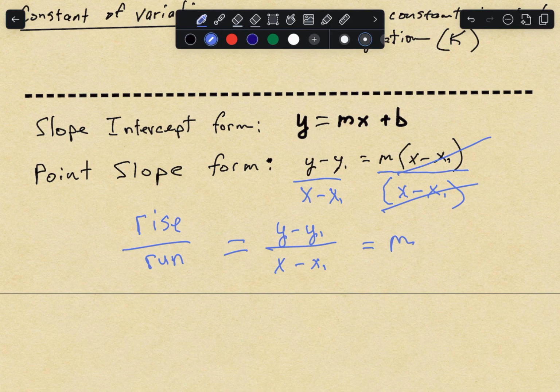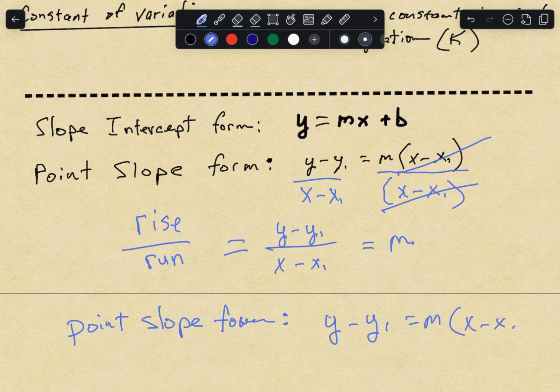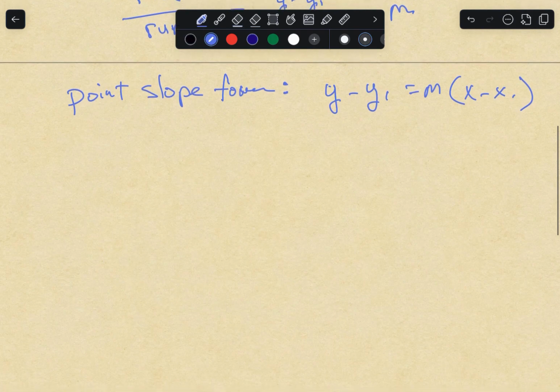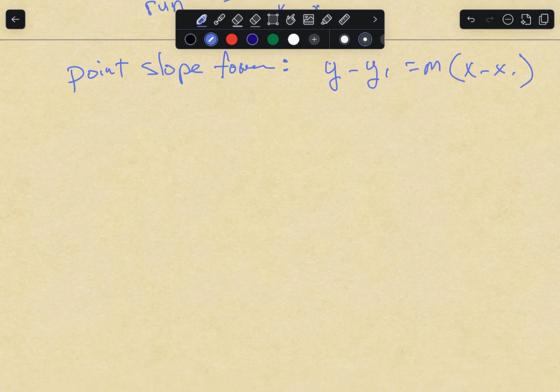So the point-slope form, let's write it again. Point-slope form is y minus y sub 1 equals m times x minus x sub 1. And that's all we've got to remember. And I'm putting that there for a reason. I want to be able to have it there whenever I use it for something else.